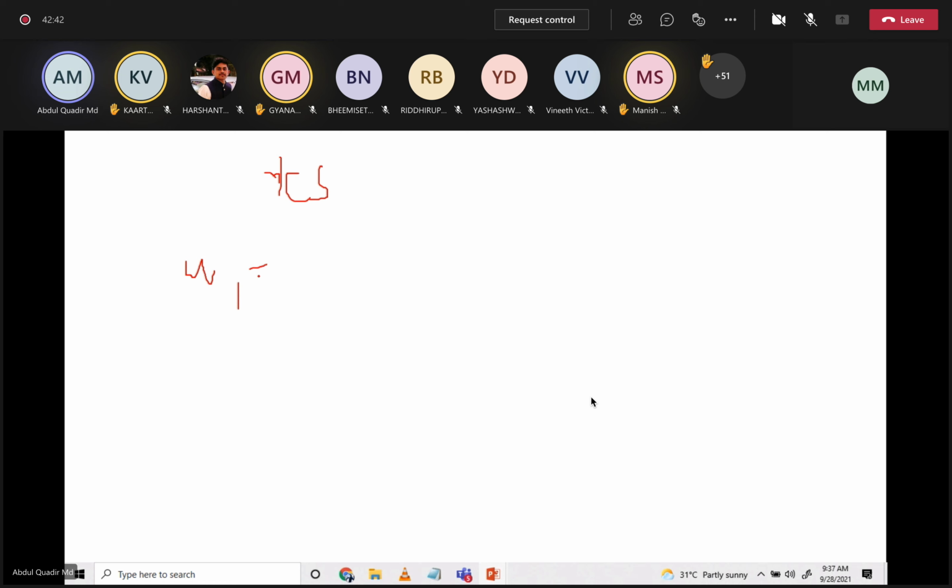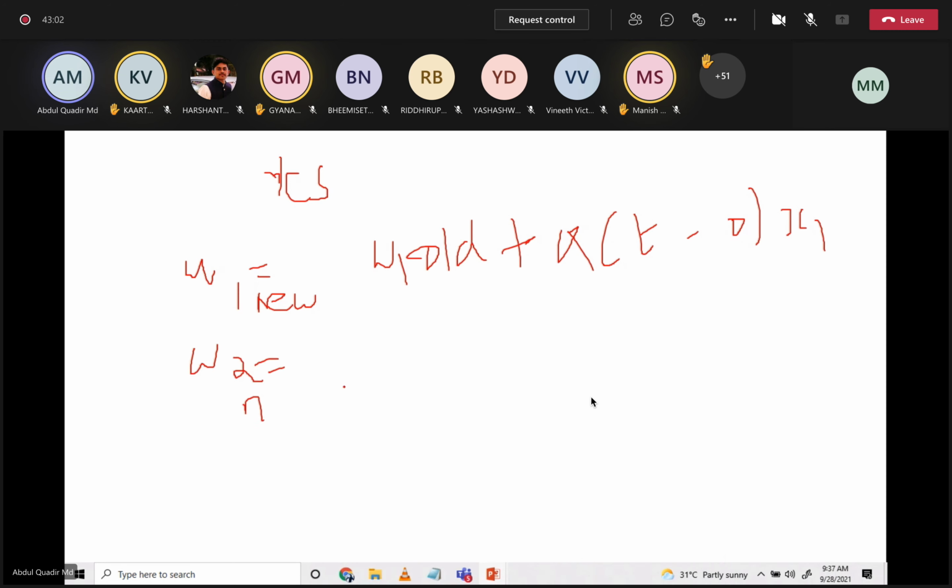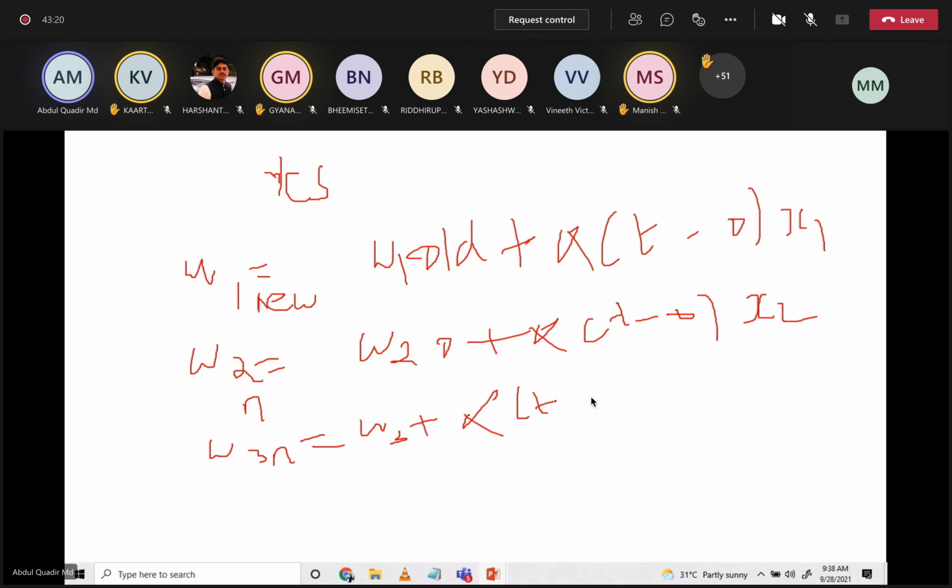So W1 new equals W1 old plus alpha, that's the learning rate, into target minus output into x1. W2 new equals W2 old plus alpha into target minus output into x2. W3 new equals W3 old plus alpha into target minus output, what we have got, into x3.